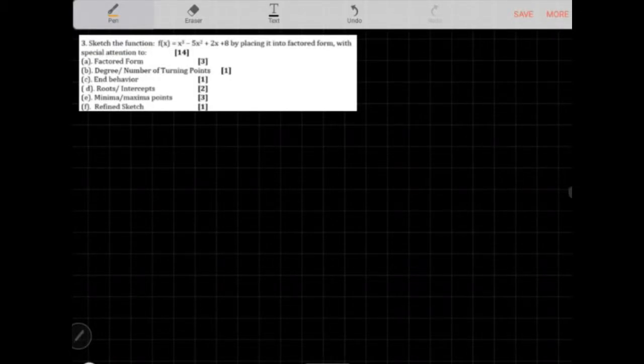Alright, let's sketch the function f of x is equal to x cubed minus 5x squared plus 2x plus 8 by placing it into factor form, with special attention to degree, number of turning points, end behavior, root intercepts, minimum and maximum points, and a refined sketch. So the whole works, alright? So let's convert this into factor form.